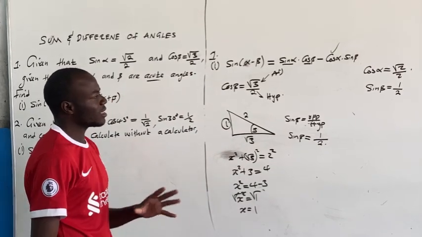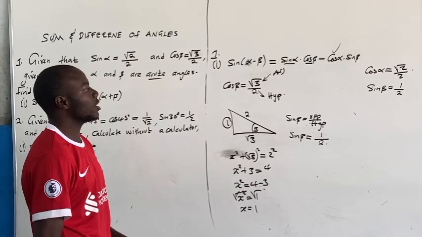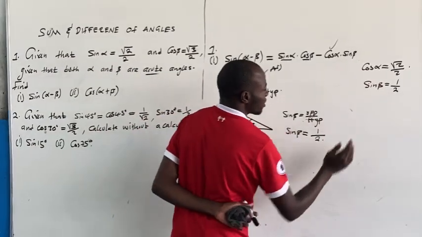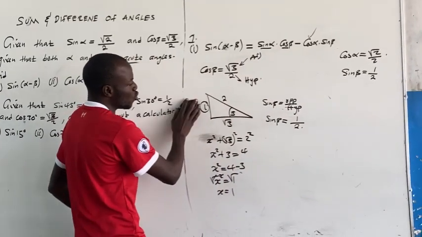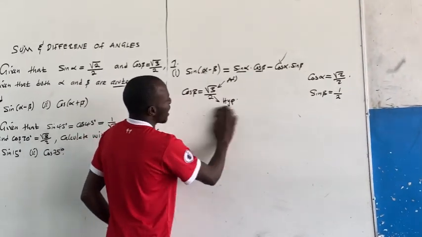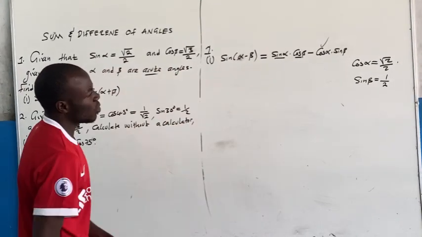Now there's a shorter method which you can use to avoid using triangles. I'll just show you on one. Maybe let's do this same one here. What can you do there to avoid using triangles, but you want to find sine beta here? Now look at this.